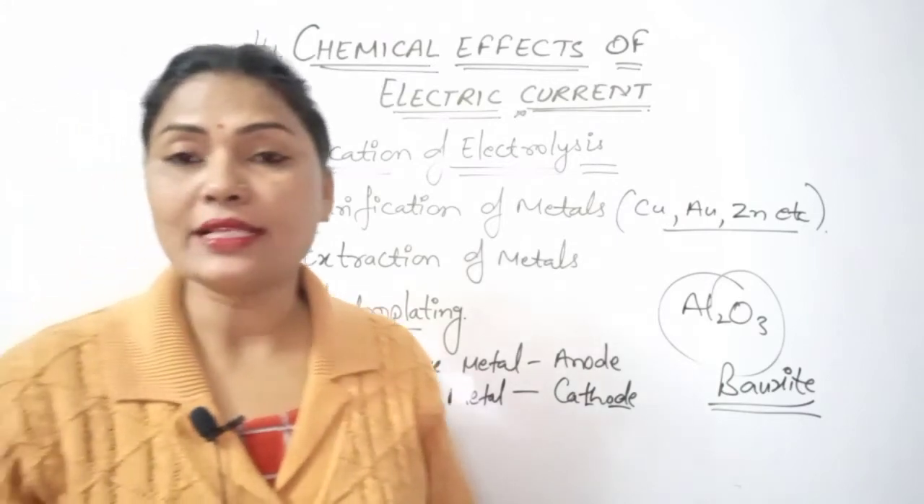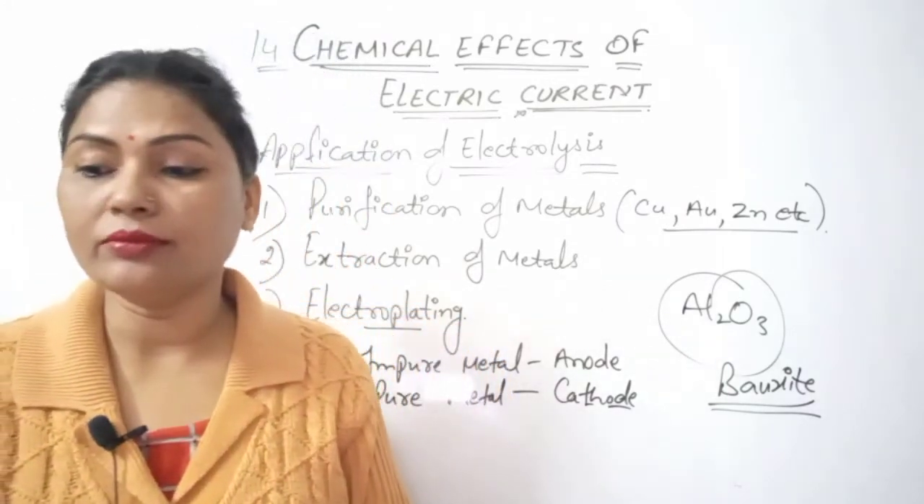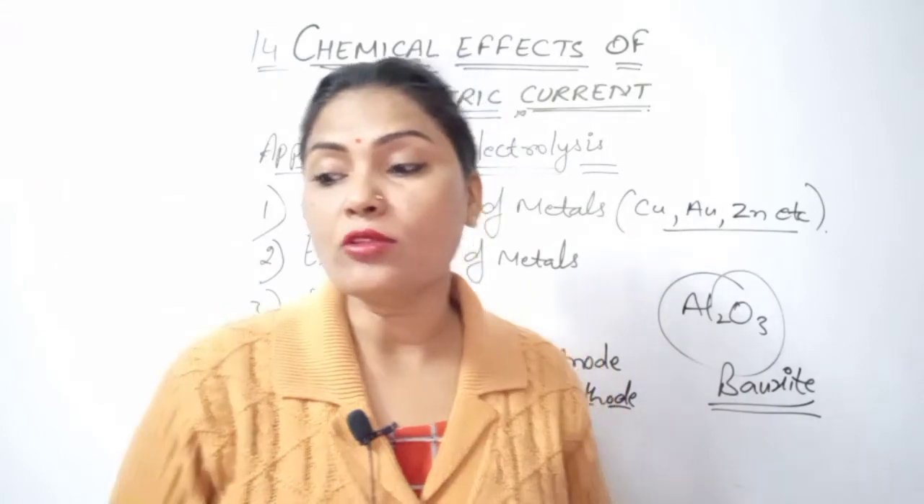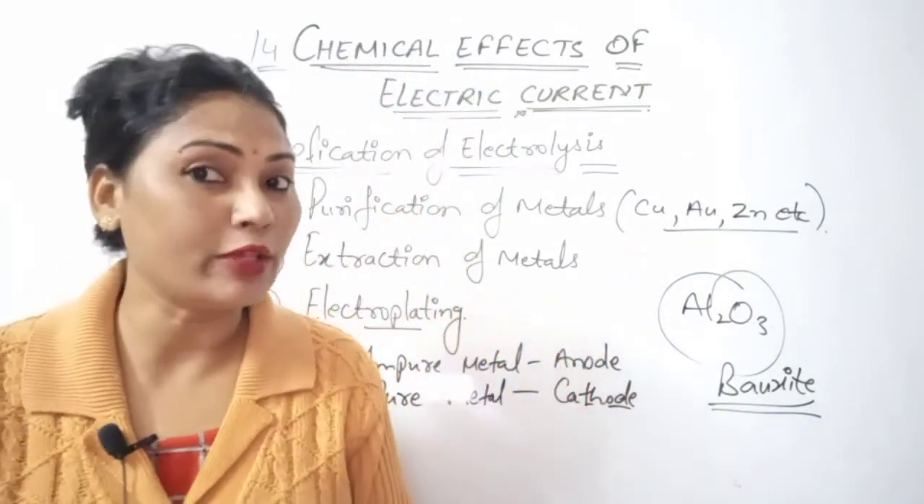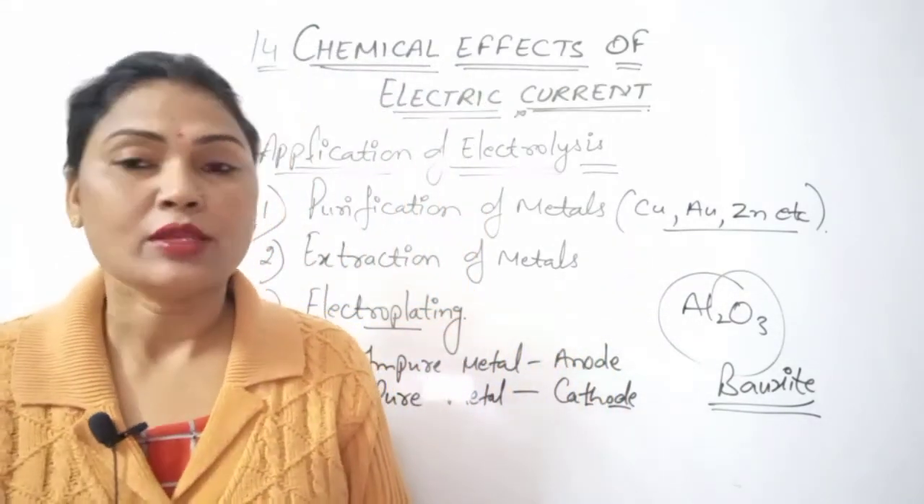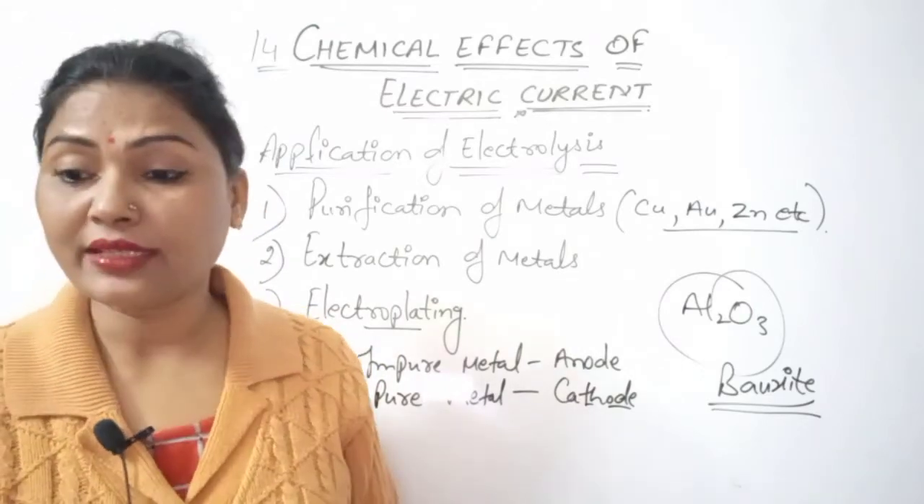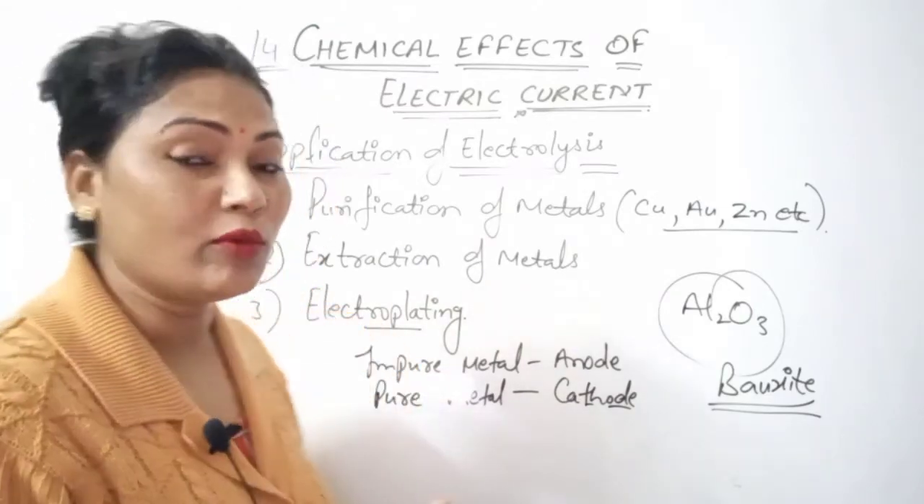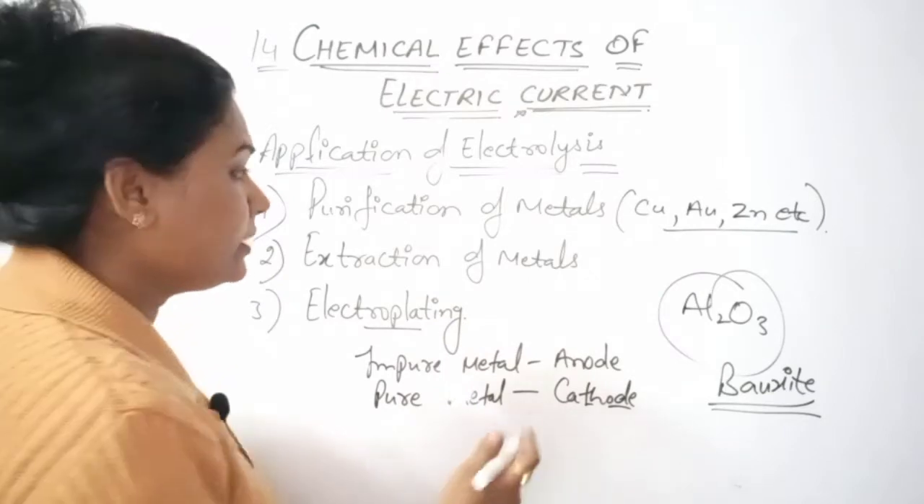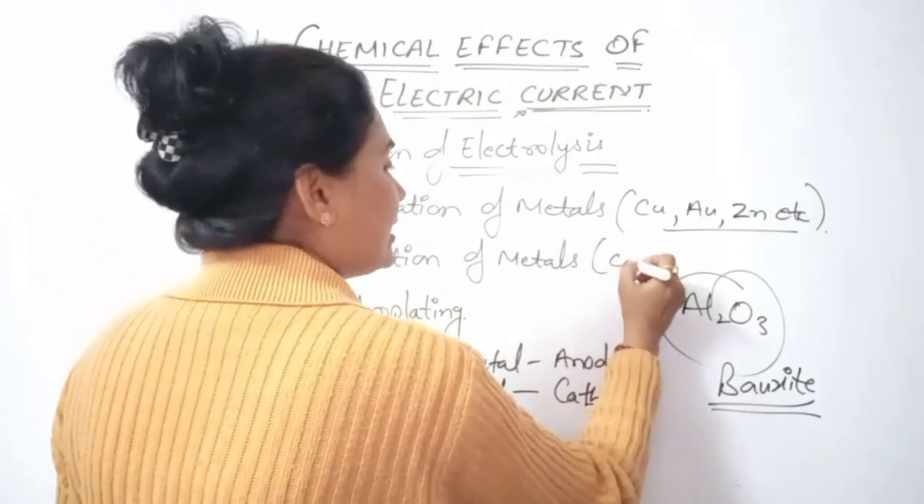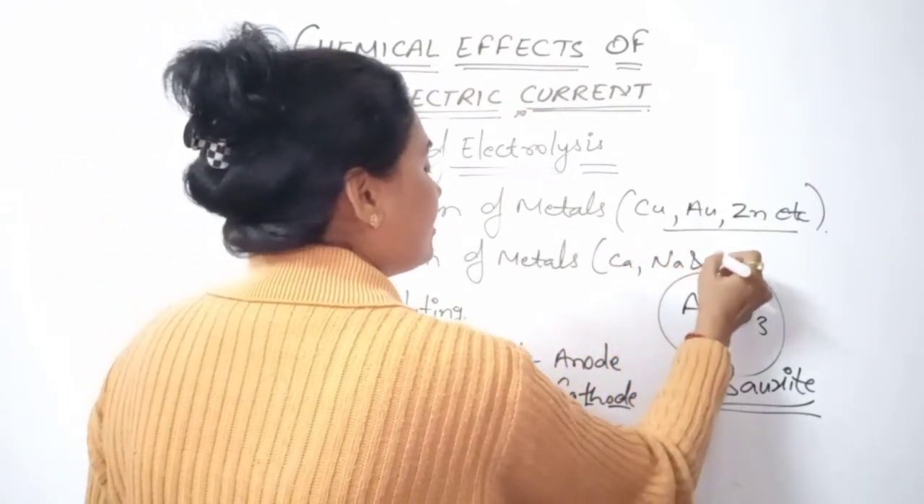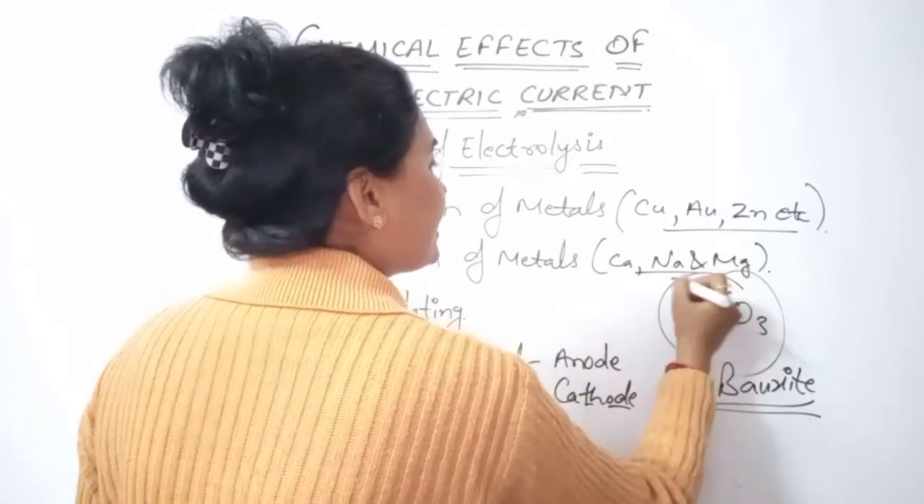Active metals like sodium, calcium and magnesium are also extracted from their ores by using the electrolysis process. So we can extract these metals. You can write the names also: calcium, sodium and magnesium. We can extract them by this electrolysis process.